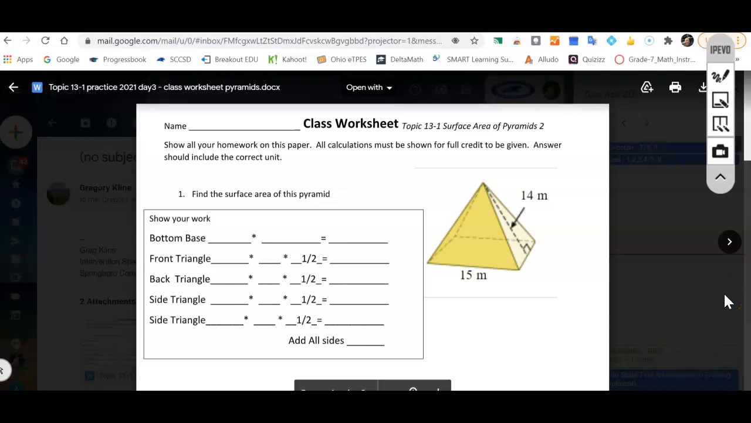Okay, so today what we are looking at are pyramids. Pyramids. They are different from prisms. How? What do you notice different from the prisms that we were doing last week?